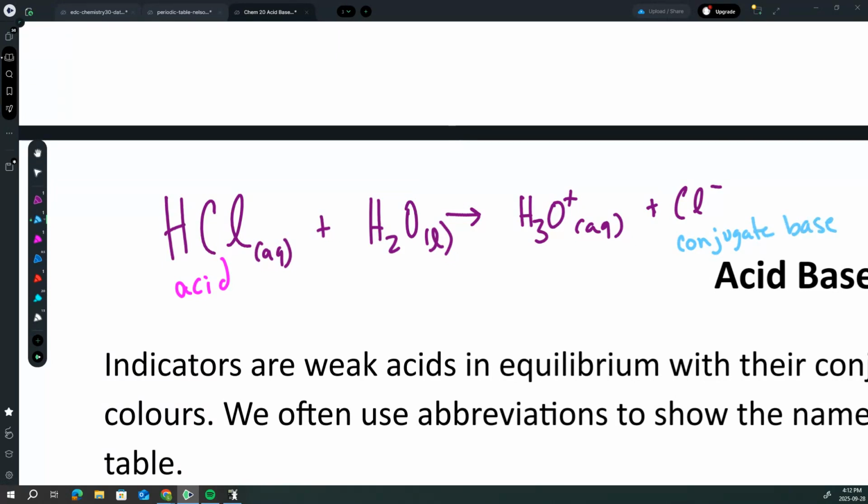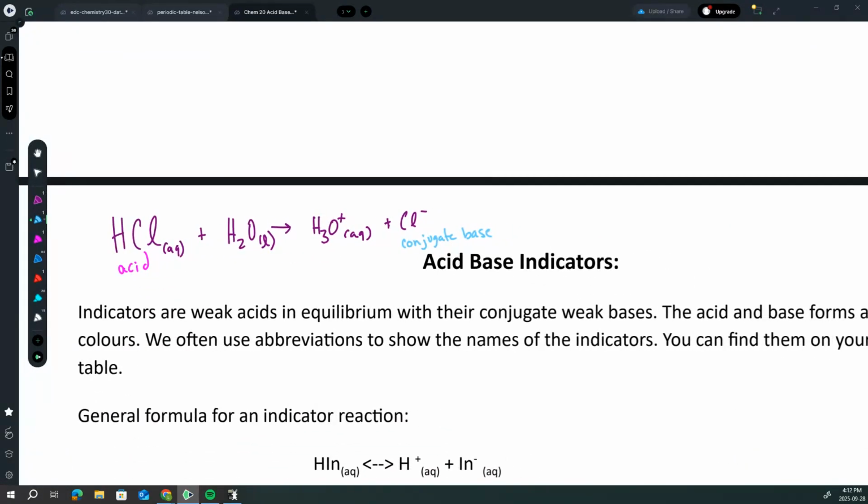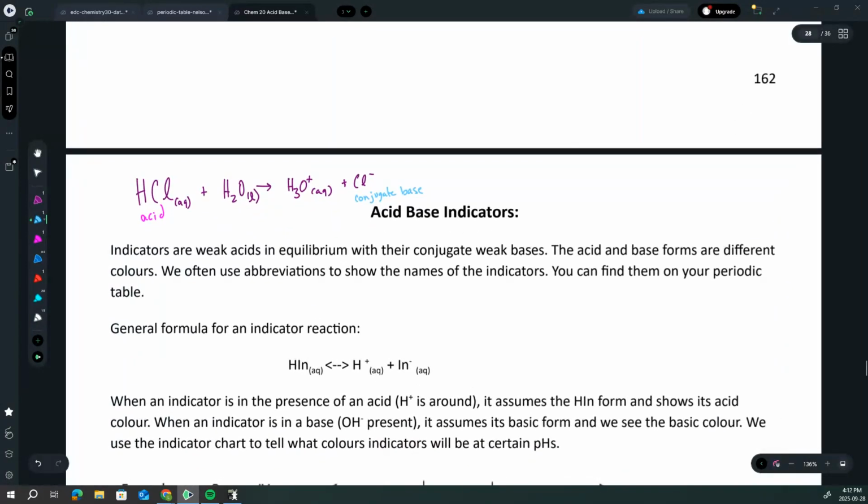So you could think of the word conjugate kind of like its pair. So acids and conjugate bases are pairs. The only separation between them is one hydrogen. So just FYI with what conjugate bases are. There's also conjugate acids, which again are paired up with bases, and it's just the base with one more hydrogen instead of one less. Okay, so indicators are just weak acids in equilibrium with their conjugate weak bases.